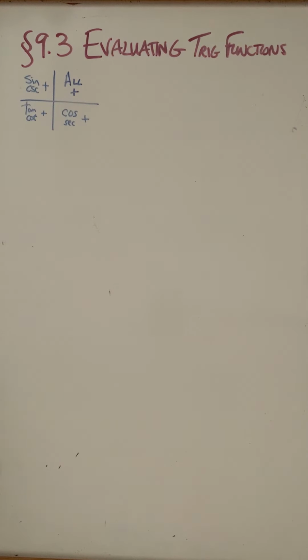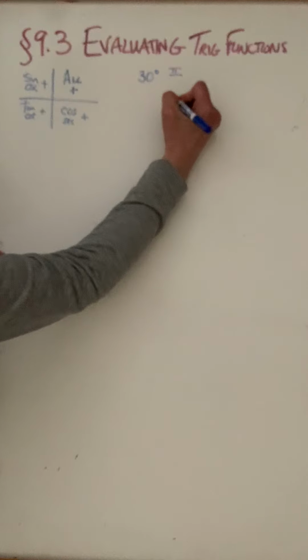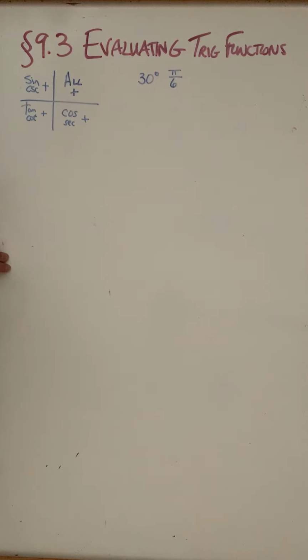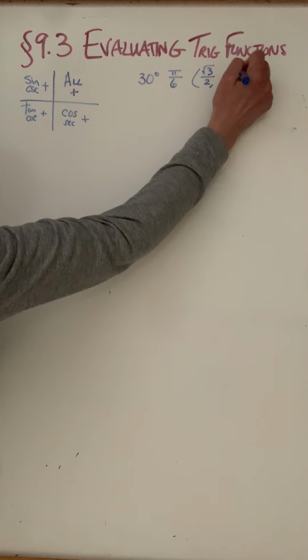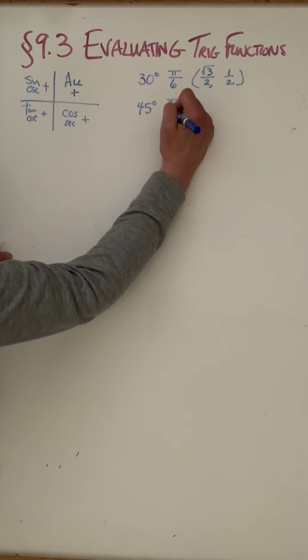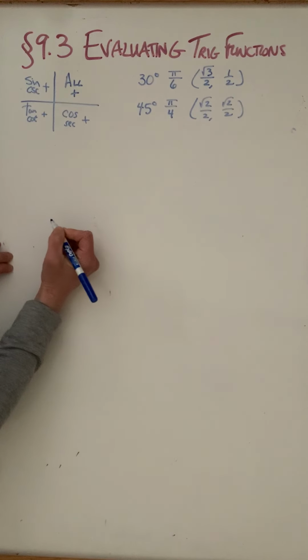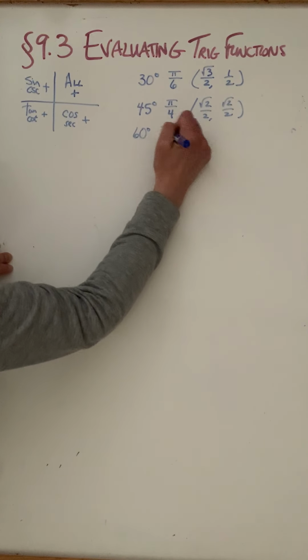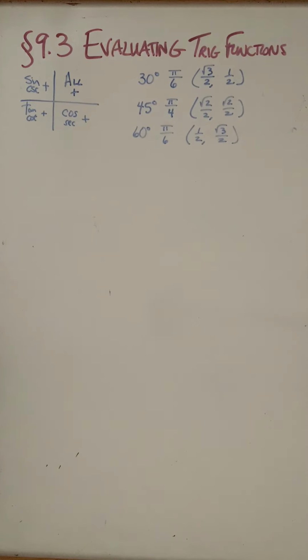All right. And then I told you what else we need to remember are those 3 ordered pairs in the first quadrant. So all we need to remember is the first quadrant. So 30 degrees, remember, is equivalent to pi over which one? 6. And our ordered pair for 30 degrees is root 3 over 2, 1/2. 45 degrees is pi over 4. And our ordered pair is root 2 over 2, root 2 over 2. And then 60 degrees is pi over 3, which is 1/2, root 3 over 2.